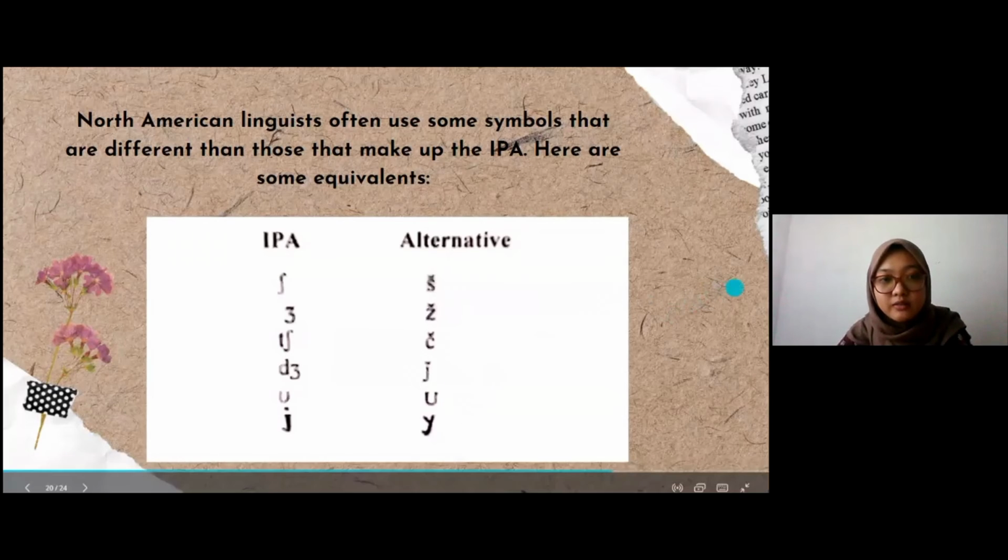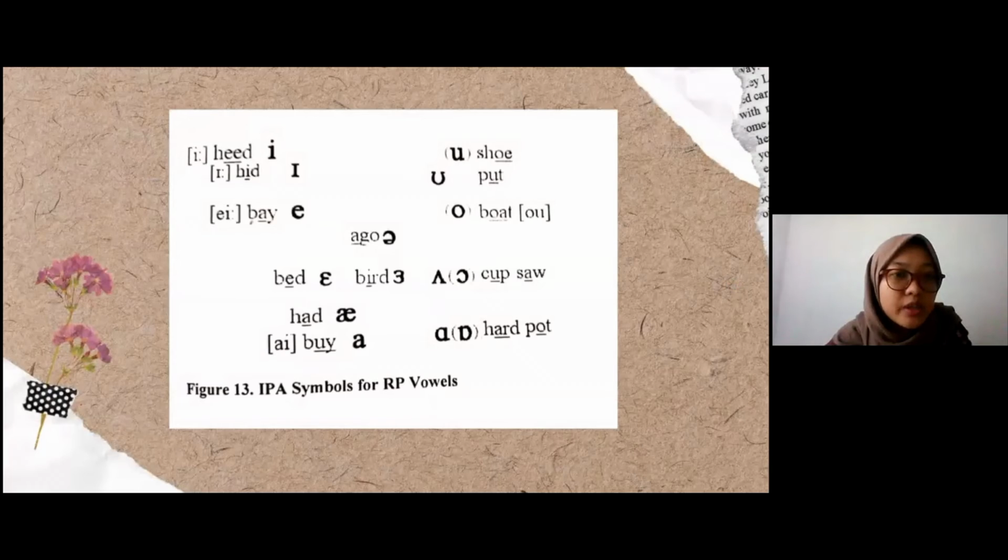Okay, next slide. Now we move on to the next discussion regarding IPA symbols for RP vowels and GA vowels. For some of you who don't know about RP and GA vowels, RP stands for Received Pronunciation or British Received Pronunciation, whereas GA stands for General American. Here we have some word examples for RP vowels.